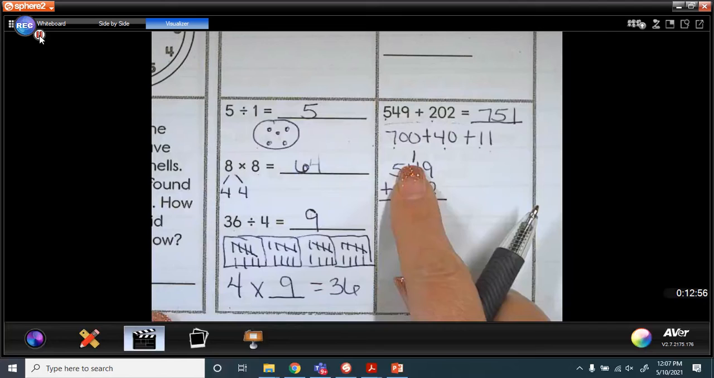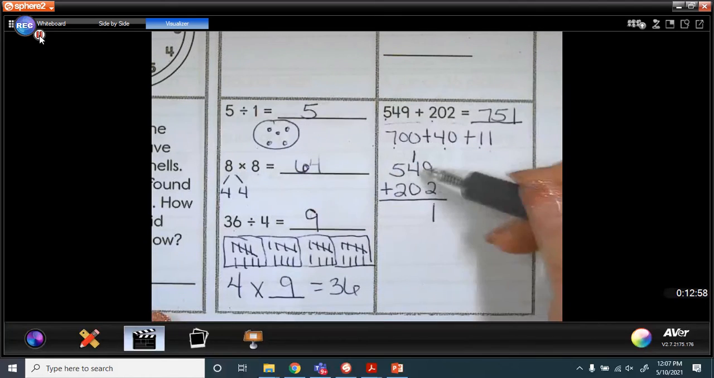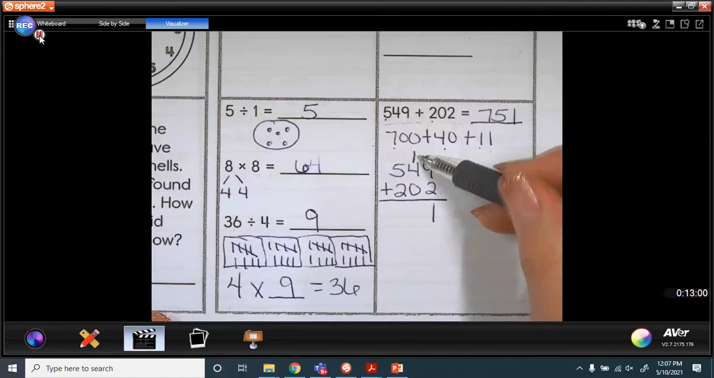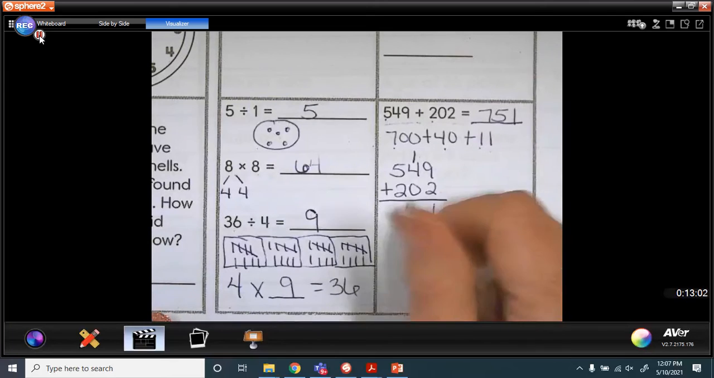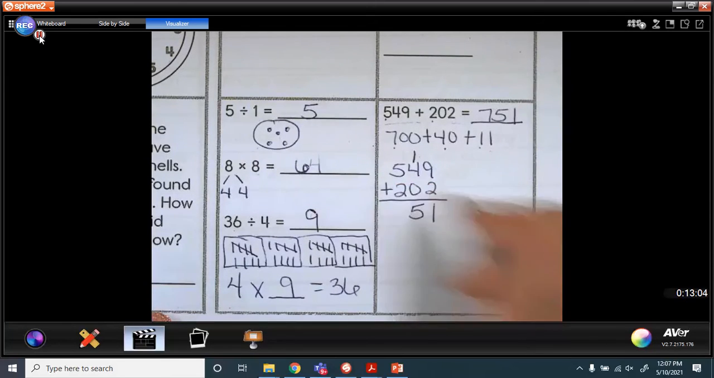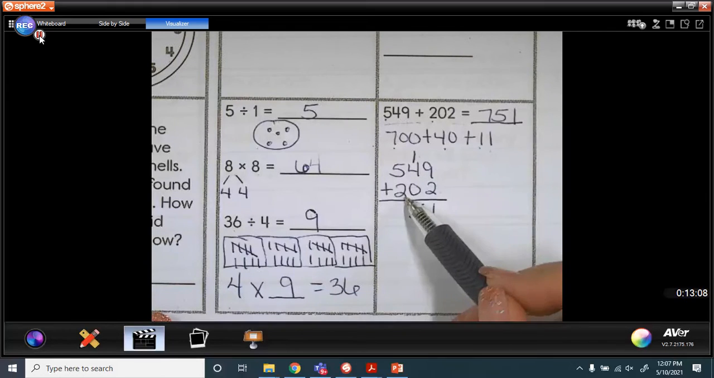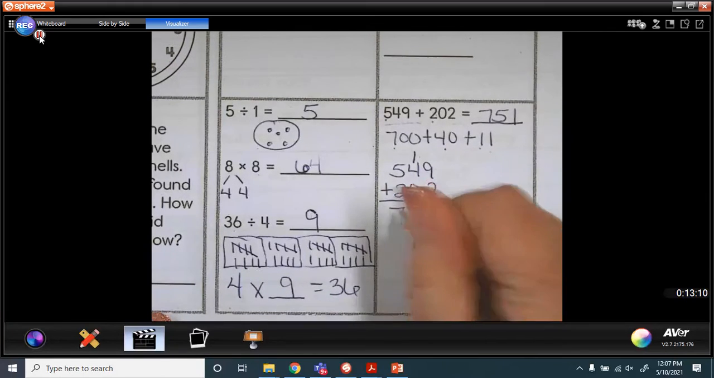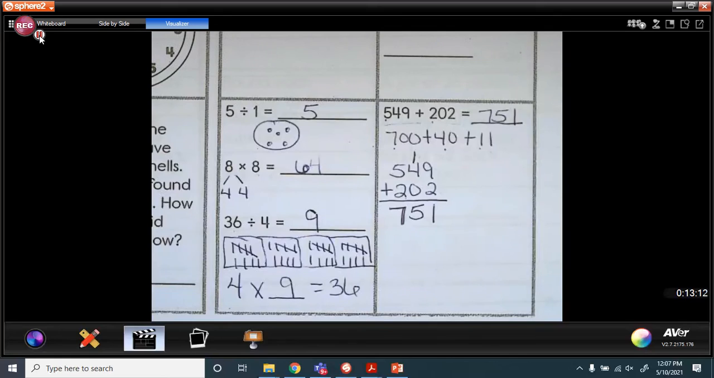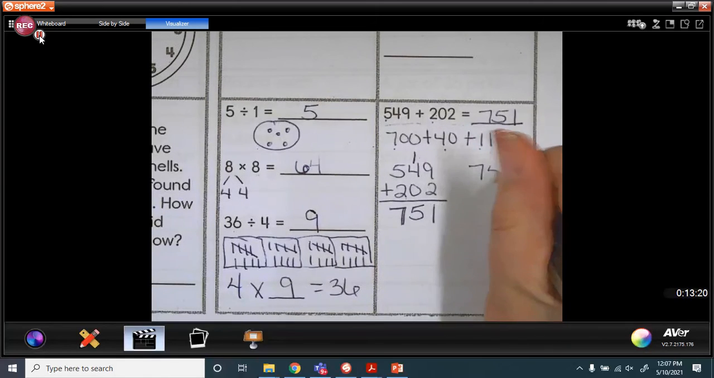I'm going to carry that to the tens place. Now I have 40 plus 1 more 10 is 50. So this is going to be 50, or 5 tens. And now I have 5 hundreds plus 2 more hundreds is going to give me 751. Now, a subtraction sentence that I could use to check this would be, I start with my total, which would be 751.